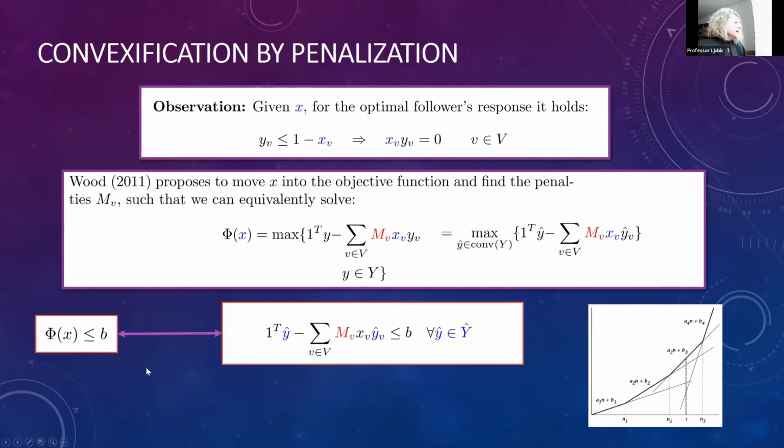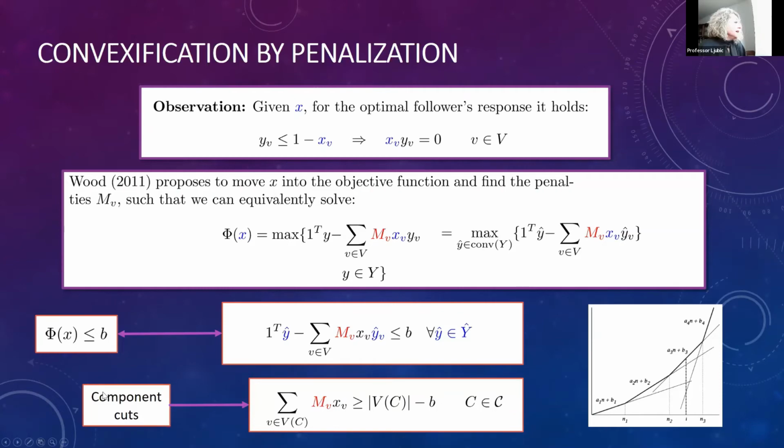Which means that the value function constraint can now be reformulated in this way. And so now the blue Y hat is actually a constant vector, and this represents one connected component. And so what we have here is simply a linear function in X. But we have a possibly exponential number of constraints to impose to replace this. Now, after restating it, this is what we obtain. This is what we call component cuts.